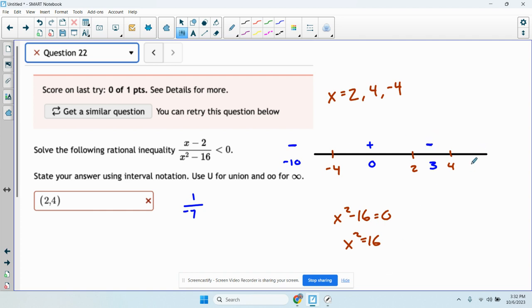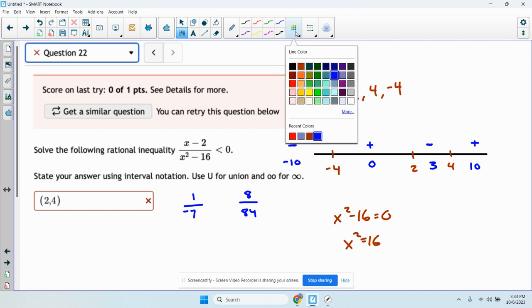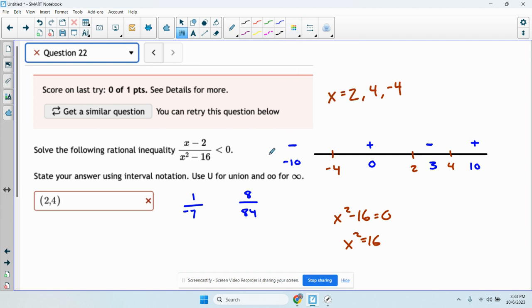And let's pick a number greater than 4. Let's do positive 10. Plugging in 10, I get 10 minus 2 on top is 8. 10 squared minus 16, that's 100 minus 16, that's 84. You get a positive result. So where is it negative? It's negative from negative infinity up to negative 4, and from 2 to 4, it's negative.